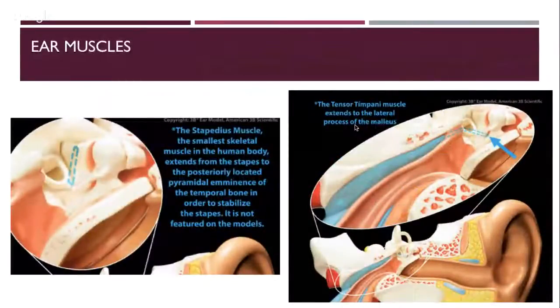A couple ear muscles. We have the stapedius muscle. It's actually the smallest muscle in the body. It attaches to the stapes and then to a process on the temporal bone just to keep the stapes in place so it doesn't move. And then the next one would be the tensor tympani, which just connects to the malleus here.